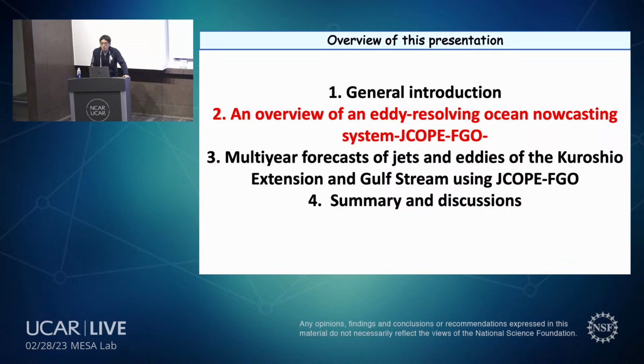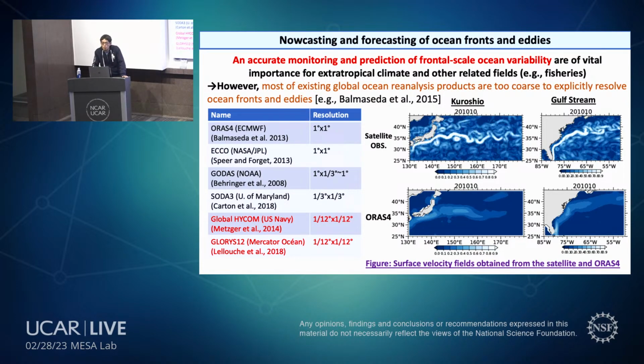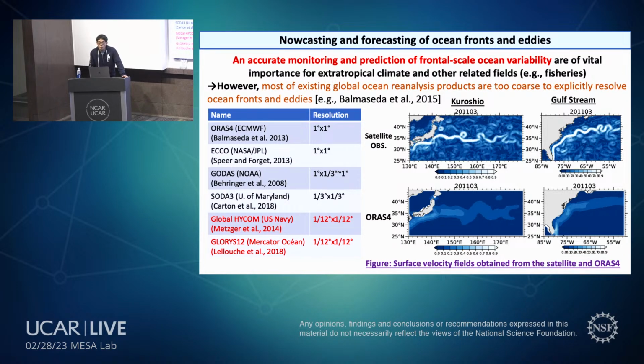Let's move on to the next part, an overview of our newly developed ocean nowcasting system called JCOPE-FGO. As I mentioned in the previous subsection, accurate monitoring of ocean currents and jets is of vital importance for understanding and predicting extratropical climate, and also has very broad implications for other related fields such as fisheries or ship navigation. However, the spatial resolution of most existing global-scale ocean reanalysis products is not sufficient to explicitly resolve important features of ocean fronts and eddies.